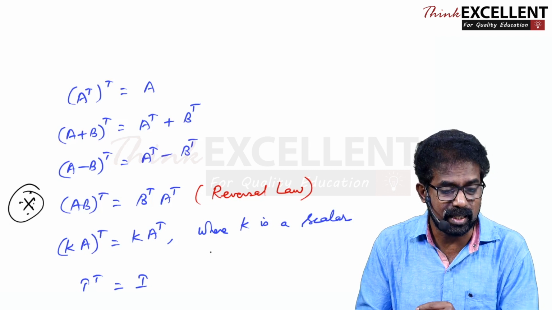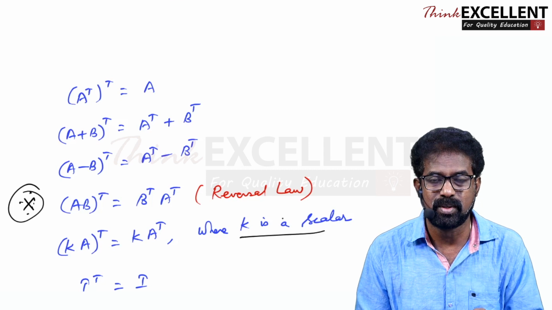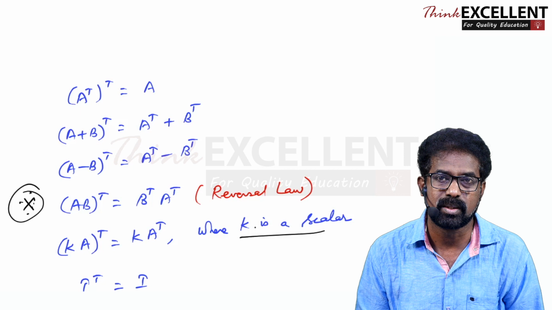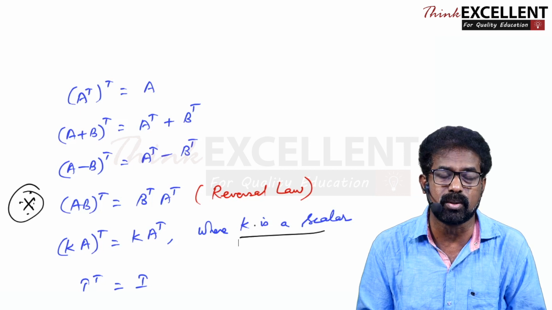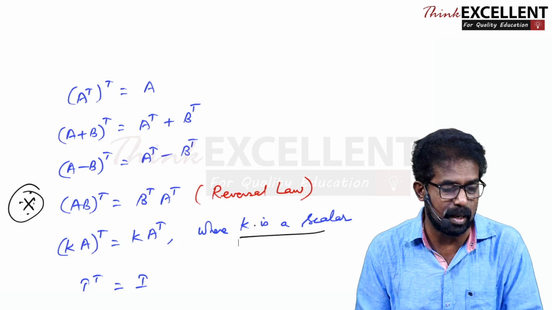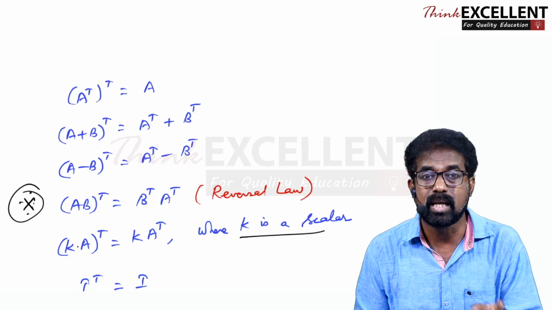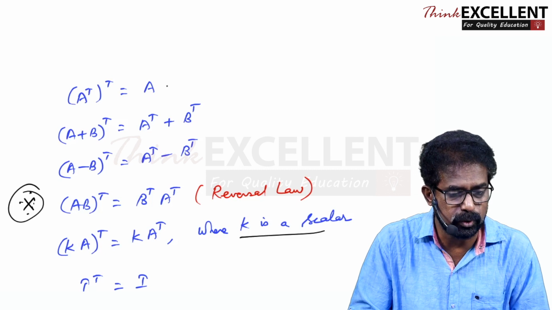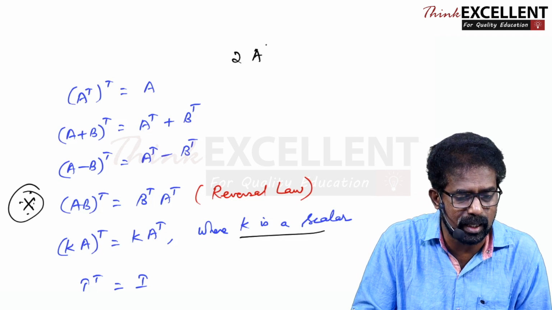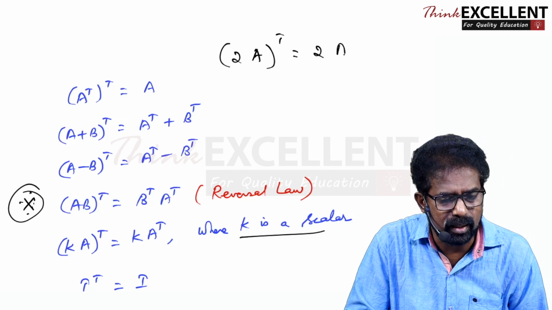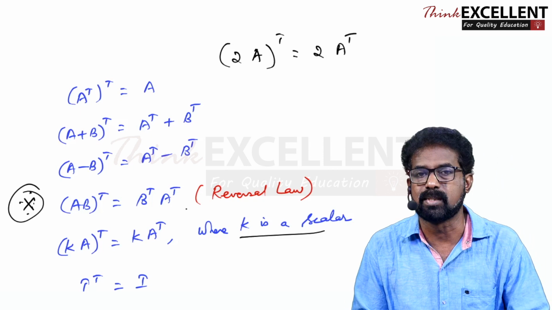K A transpose, where K is a scalar. K is not a matrix. Transpose you can take only for a matrix. The constant you write as it is, transpose you take only for the matrix. So K A transpose is K into A transpose. Suppose 2 into 2A, the transpose: you write 2 as it is, only for the matrix A you take the transpose.